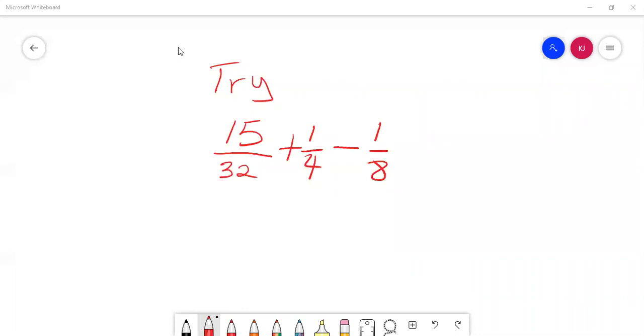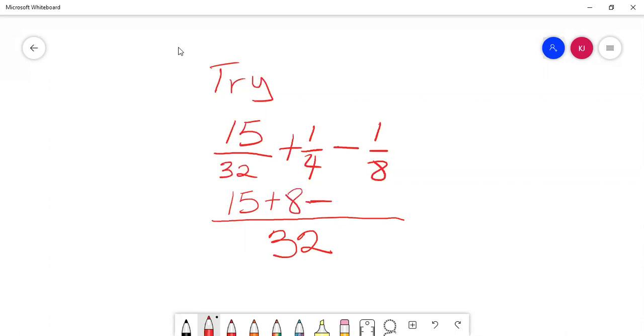So what's the LCM, or the LCD as some people call it? 32. Okay. 32 divided by 32 is 1. 1 times 15 is 15. 32 divided by 4 is 8. 8 times 1 is 8. Minus 32 divided by 8 is 4. 4 times 1 is 4. So that's 19 over 32.